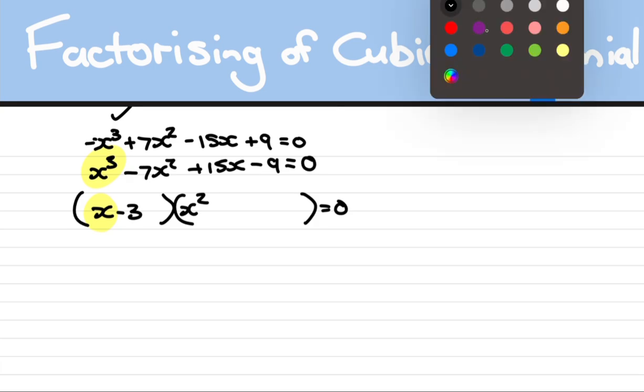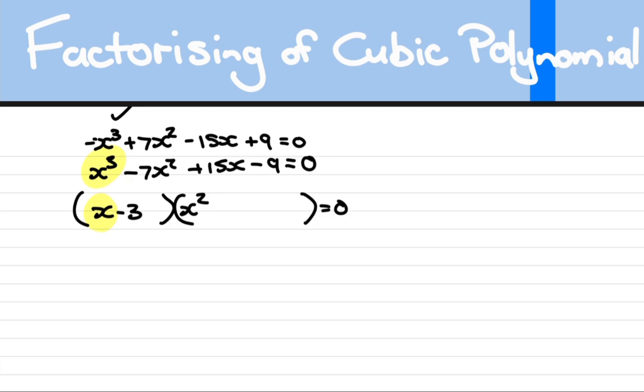And the other thing as well is I need to look at my last term, this negative 3. I need to multiply it with something so the result is -9, and that makes it just a +3. Okay, and then we're gonna put a bx in the middle. Now we need to find the value of that b.